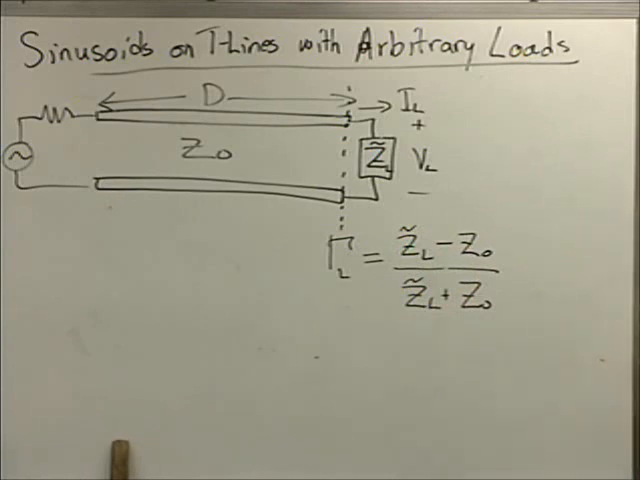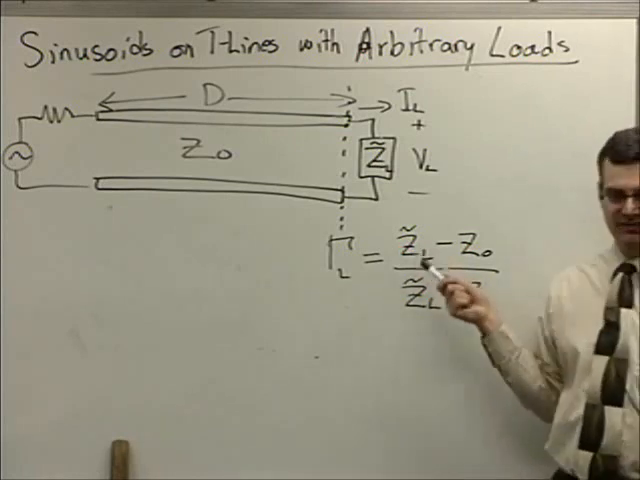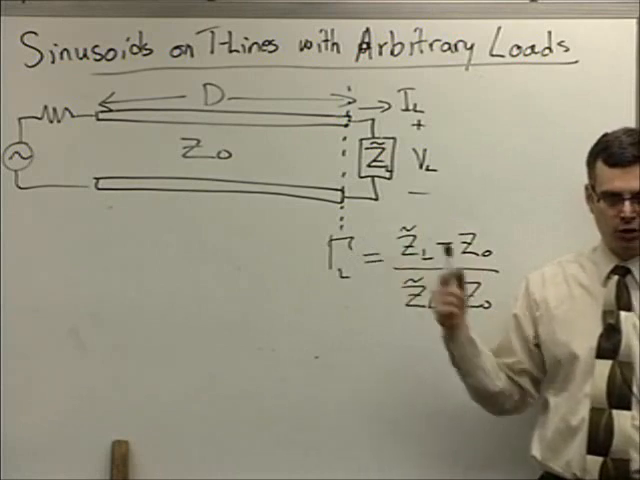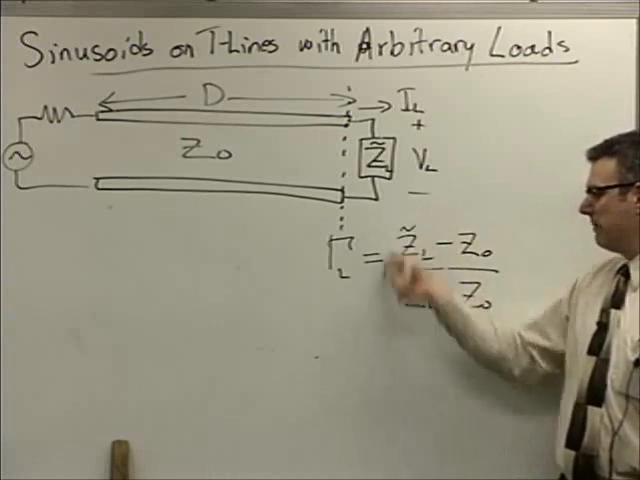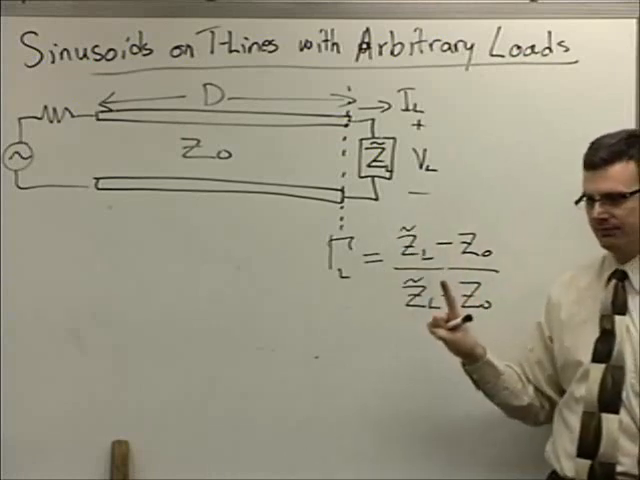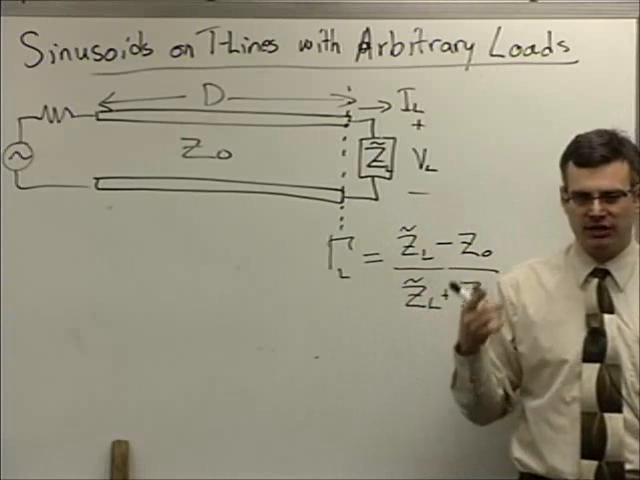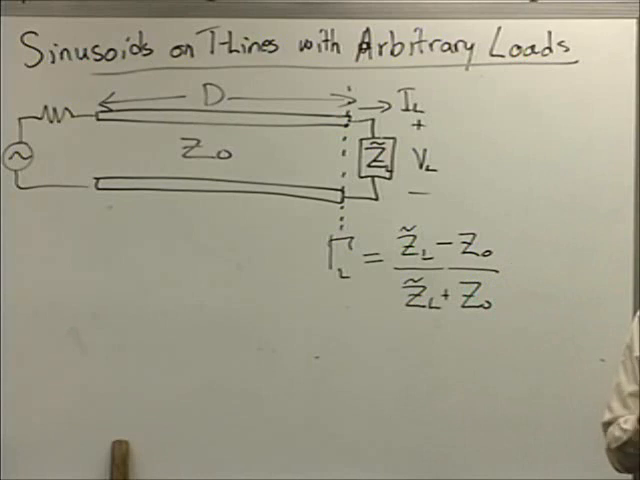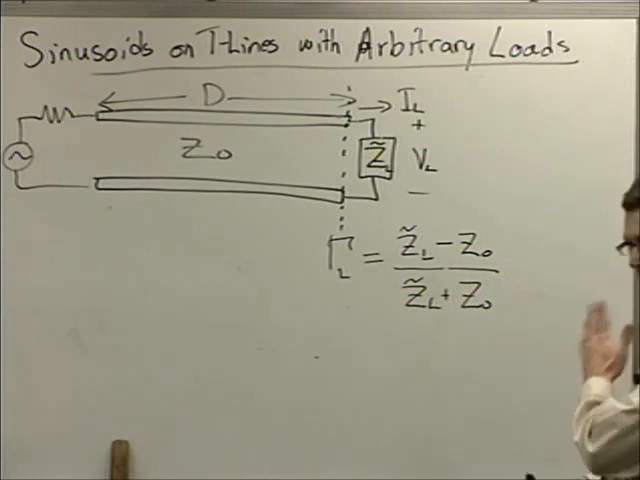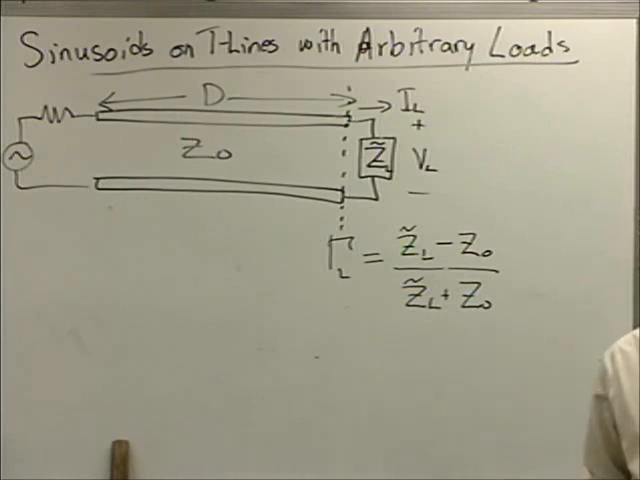In fact, one of the homework problems that I usually give students is to show that if you've got a purely reactive Z sub L, a capacitor or an inductor, in the absence of resistance, you can show that even though it's a complex number, the magnitude is always 1. So in a way, it's kind of like putting an open circuit or a short circuit on there. An inductor or a capacitor kind of behaves like an open or a short circuit. The phase of the reflected wave changes depending on those 4 different loads, but the result is always the same. All of the voltage, 100% of it, reflects back down the line.